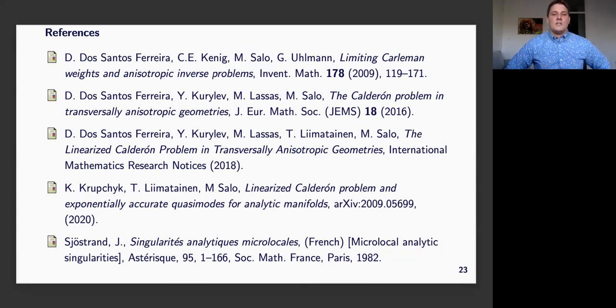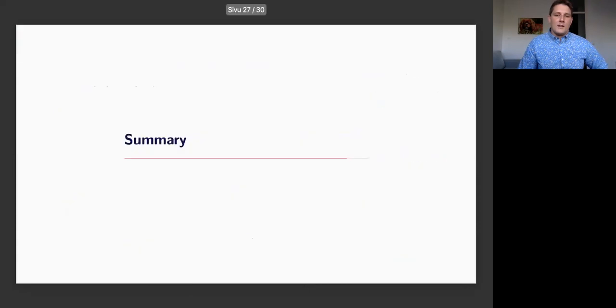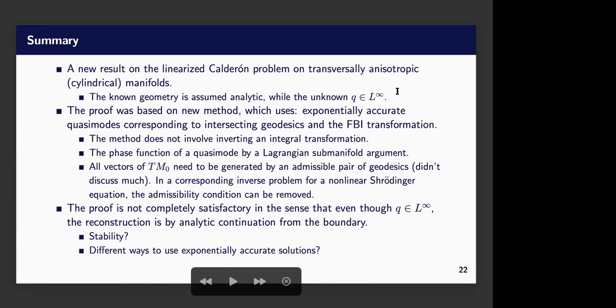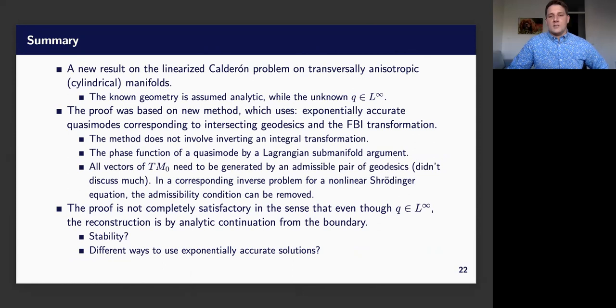Yes, that's very nice. I tried to highlight the point that the known geometry, I will go a little bit back here, the known geometry which you do not recover, you just assume that you know it. That is assumed to be analytic. But the unknown is not. It's just in L infinity. So in particular, this by no means follows from the paper by Günther and Matti. So the known geometry is analytic, yes, but the unknown is basically anything.